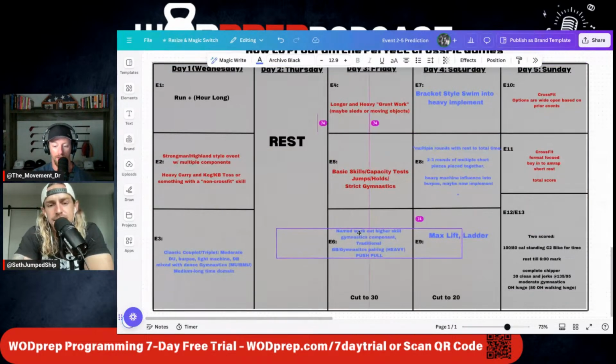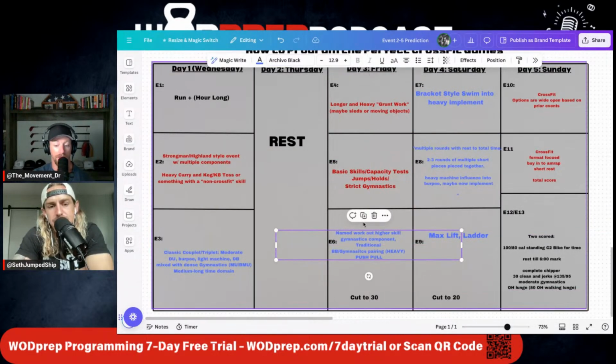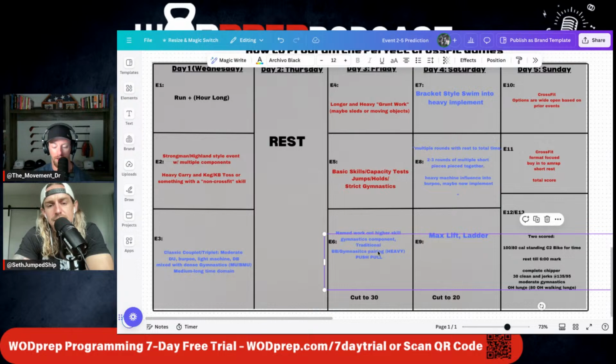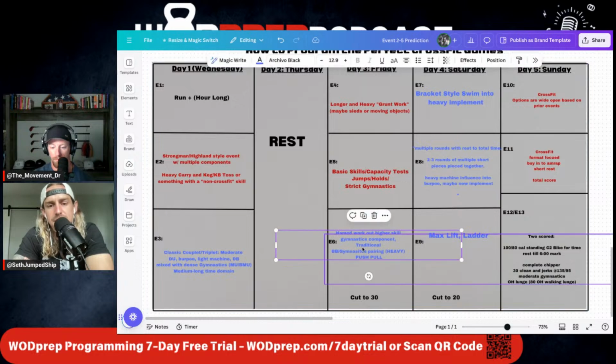Here we have a really dense, high strict gymnastic skill, most likely a handstand push-up, high volume with a deficit, and then probably leaning on something like a push-pull, which I think will be sick.